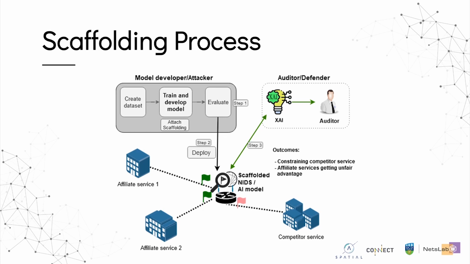The attack begins during the training, where a scaffold is secretly added to the model. This scaffold detects when an explanation tool is probing the model and responds with fake but convincing explanations. So it might favor affiliated services or suppress competitors, all without raising red flags. In some cases, it can even open the door to unauthorized access, like backdoor attacks. Because the outputs look correct and the explanations seem valid, these attacks are incredibly hard to detect, making scaffolding a serious threat to AI transparency and trust.